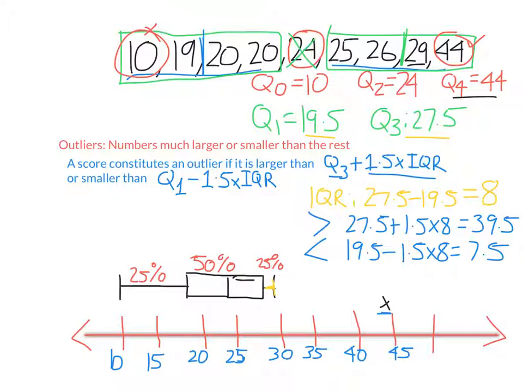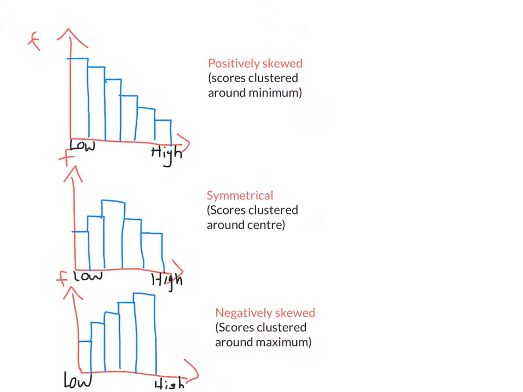All right, I just need to do one more example where we're looking more at the shape of box plots. So we're just going to have a quick review of the terms positively skewed, negatively skewed, and symmetrical. So I've drawn here 3 histograms for you. For histograms, they always have F, frequency, along the vertical axis. So the higher the bars are, the more frequent, the more times those scores occurred. Along the x-axis, the horizontal axis, are always the scores themselves, and they go from low on the left-hand side to high on the right-hand side.